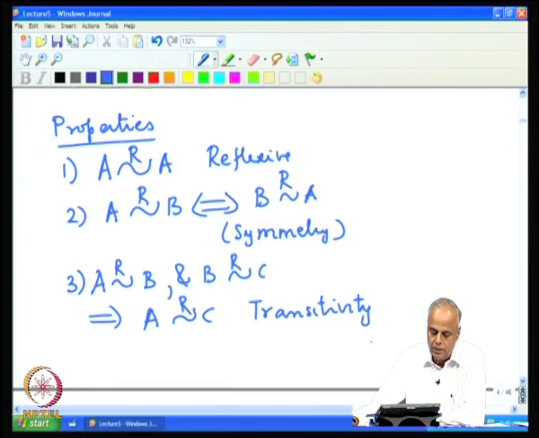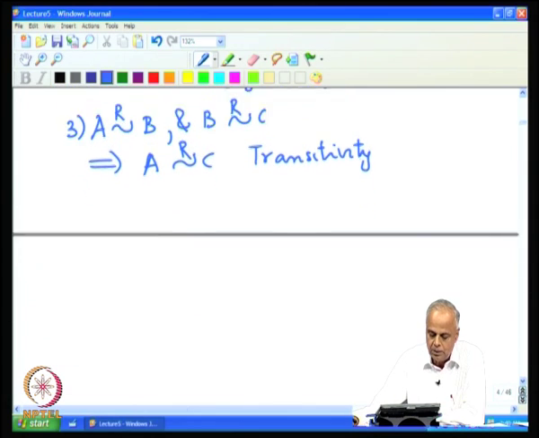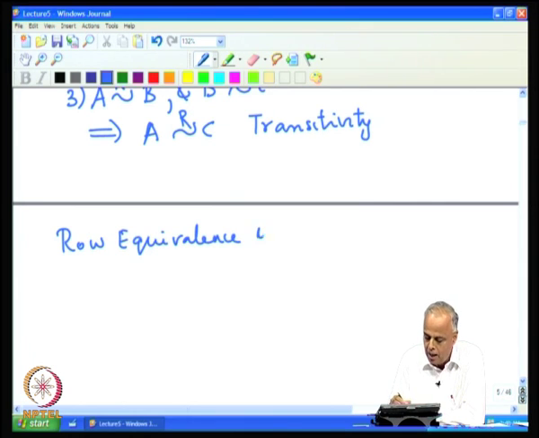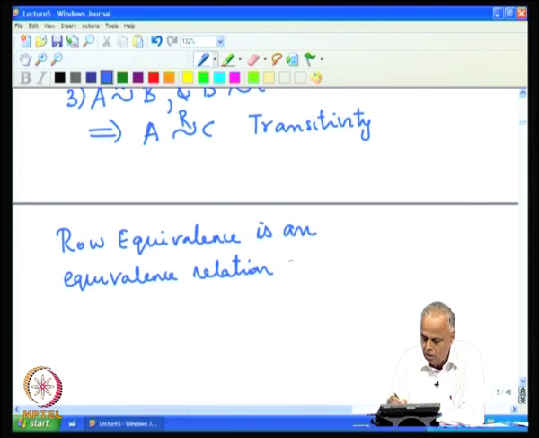So, row equivalence has these three simple properties, which makes it an equivalence relation. So, row equivalence is an equivalence relation on all m by n matrices, on the set of m by n matrices.